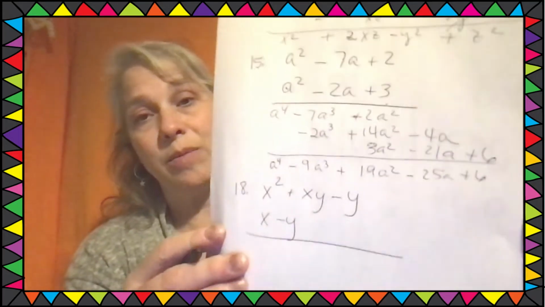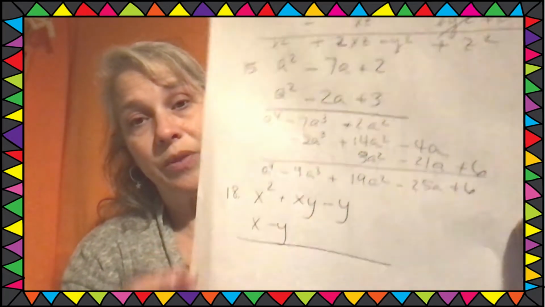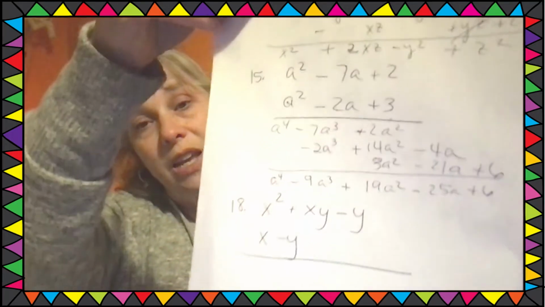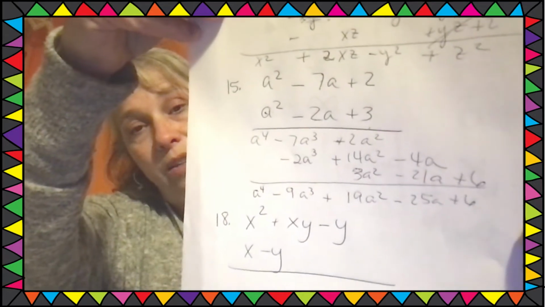Okay, so a to the fourth, negative 7 plus negative 2 is negative 9a cubed, plus 16 plus 3, which is 19a squared, minus 21 plus negative 4 is negative 25a, plus 6. And that is my final answer. Okay, I can't combine any other terms, so that is my final answer. Okay, sometimes the answer has a lot of terms to it.